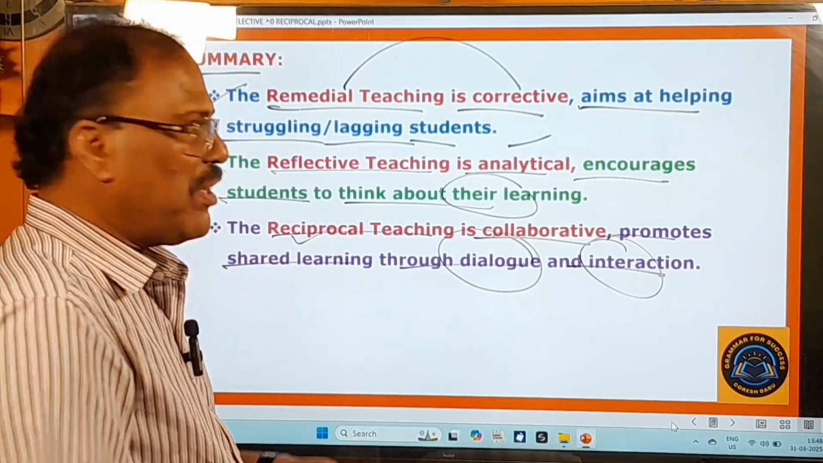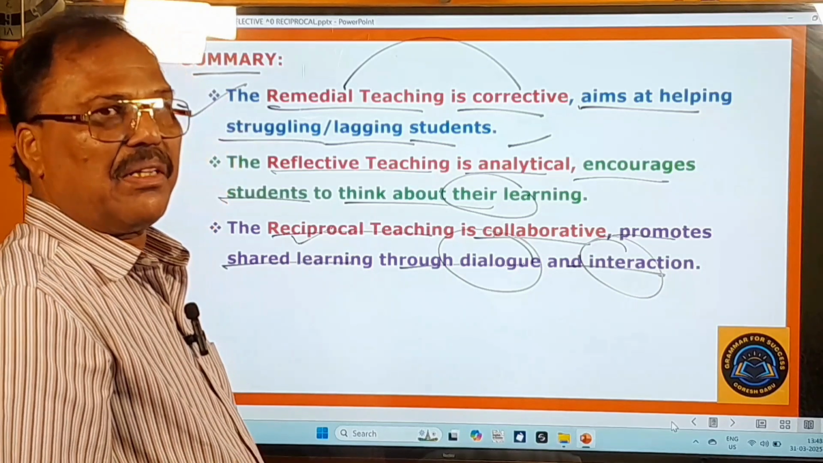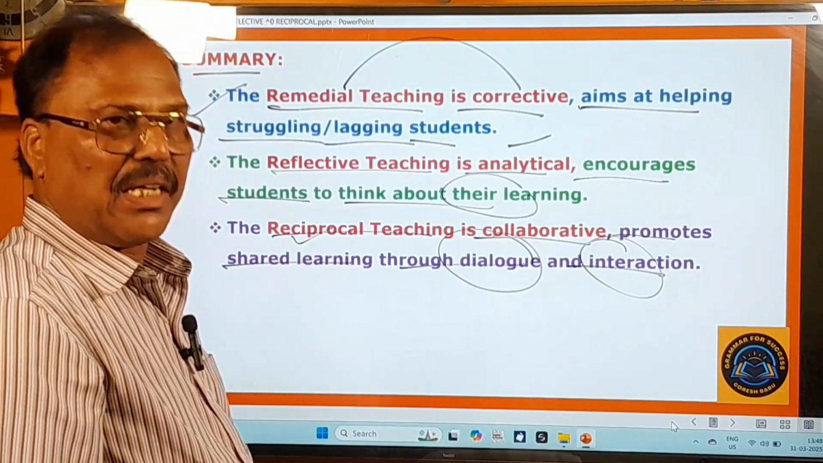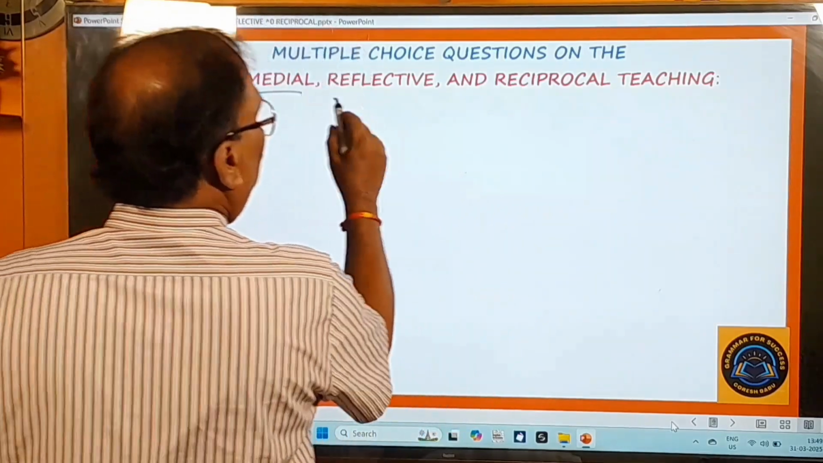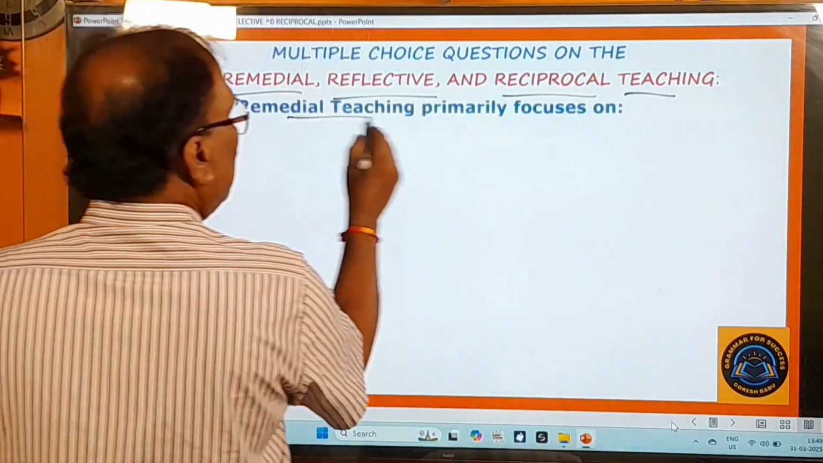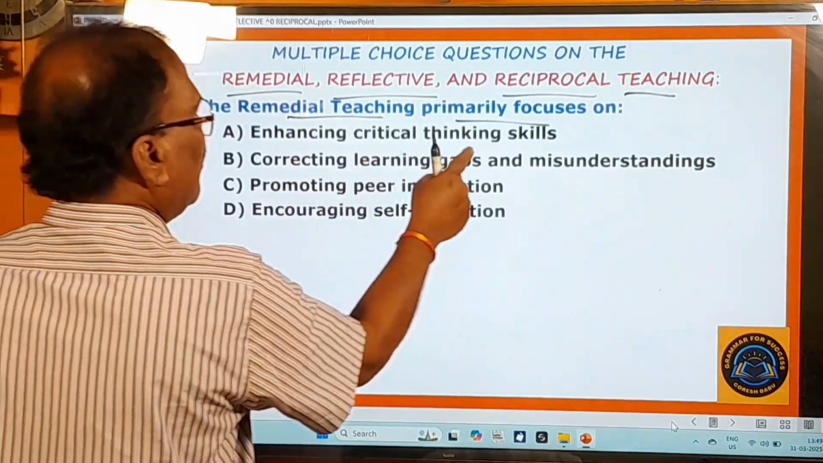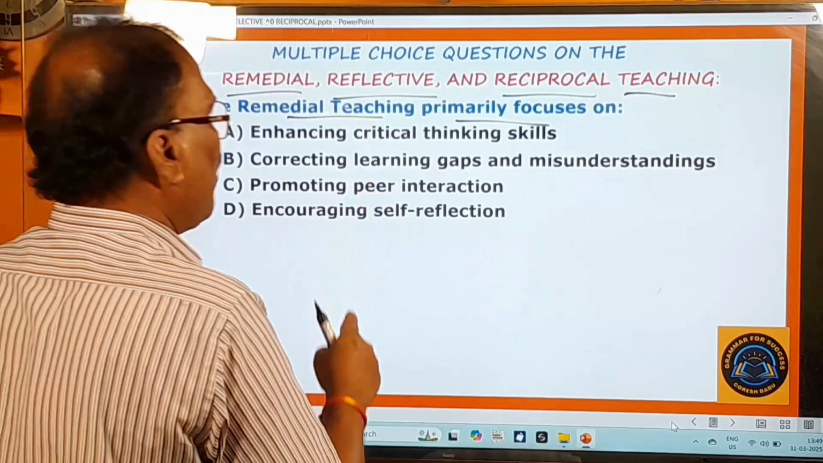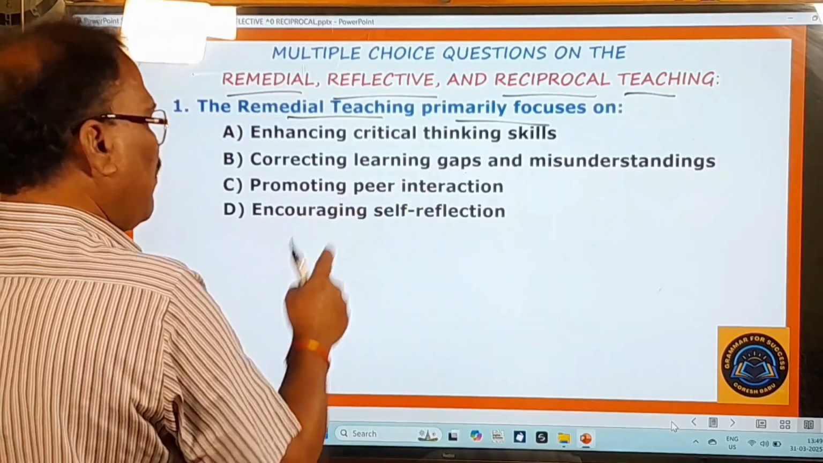If you have thoroughly understood this topic, you can easily answer all the questions given in that exercise or in that test. Right. Okay. Multiple choice questions on remedial, reflective and reciprocal teaching. The remedial teaching primarily focuses on what? Enhancing critical thinking skills, correcting learning gaps and misunderstandings, promoting peer interaction, encouraging self-reflection.